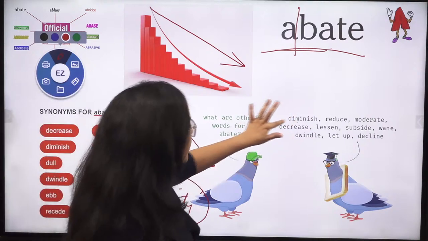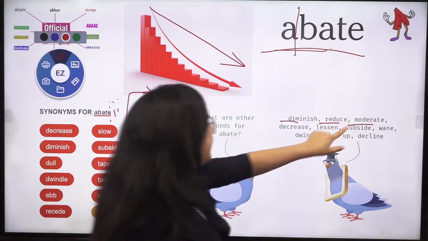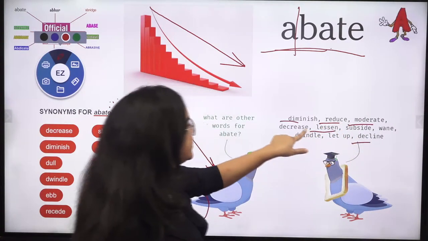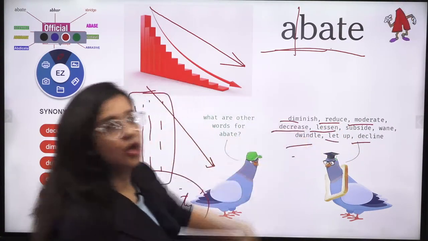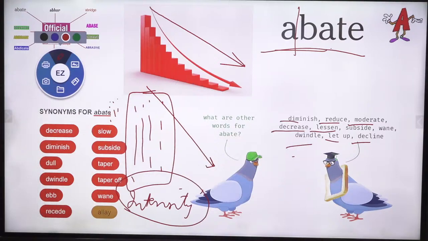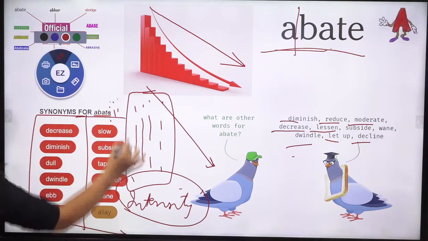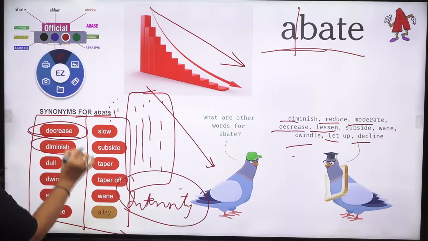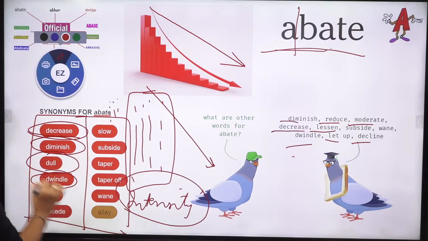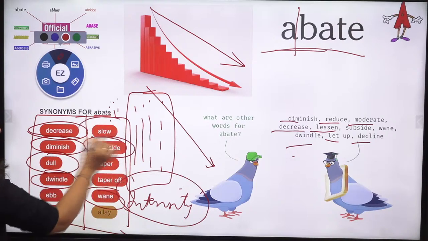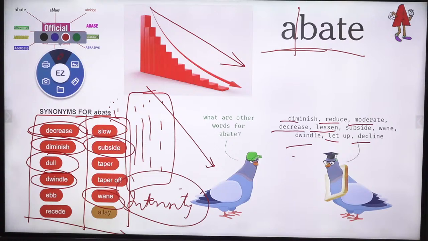It can be diminishing, reducing, moderating, lessen, declining, decrease, dwindle, and let up. So what are the words which are used for abate? Abate is a word which is used for the downfall, decreasing, lowering down the level of something, right? So here you have got a good number of synonyms for it: decreasing, diminishing, dull, dwindle, wane, subside, slow. All you can do is remember 2-3 words from here and then we can move to the next.